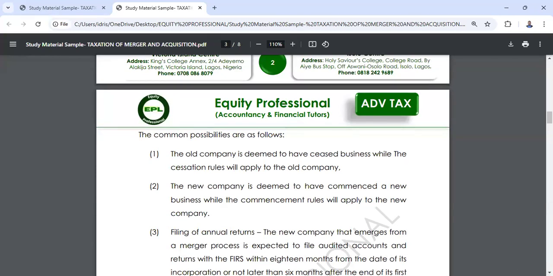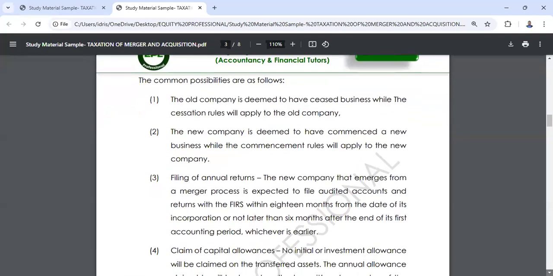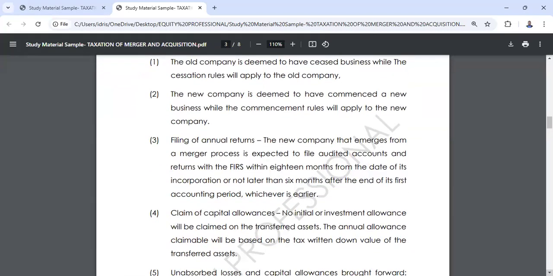Another tax implication, filing of annual tax return. That new company is expected to file its company income tax return within the first 18 months from the date of commencement, or within 6 months after the end of the accounting year.